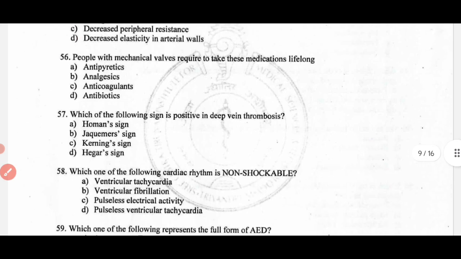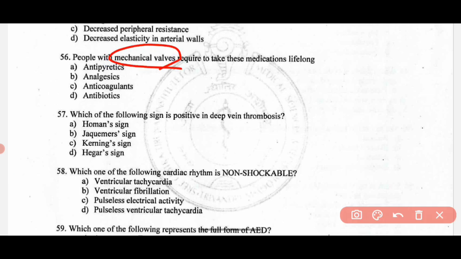The next one, question number 56. People with a mechanical valve are required to take this medication lifelong. Mechanical valve is the keyword here. When they do valvular replacement in the heart, if there is some stenosis or atrophy in the mitral valve, tricuspid valve or semilunar valves within the heart, they will do valvular replacement. So a mechanical valve, that is an artificial valve, will be present.